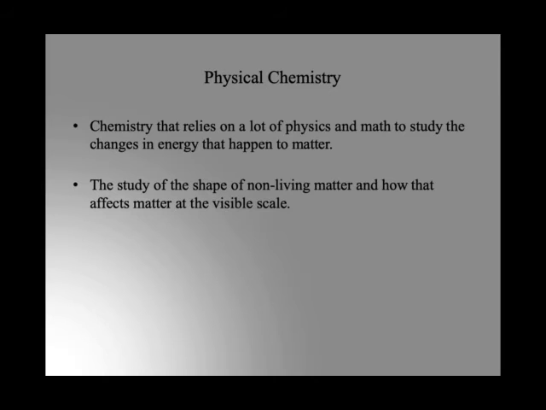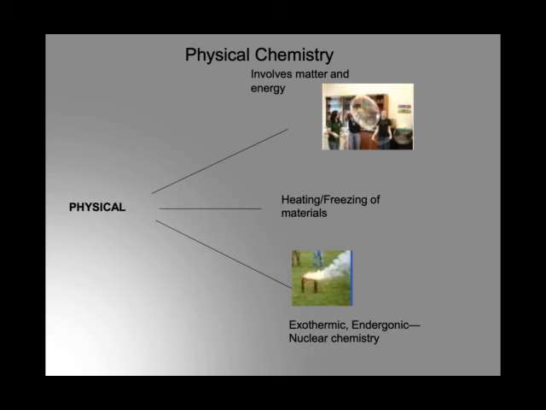Physical chemistry relies on a lot of physics and math to study the changes in energy that happen to matter, the study of the shape of non-living matter, and how that affects matter at the visible scale. Physical chemists typically study the rate of a chemical reaction, the interaction of molecules with radiation, and the calculation of structures and properties. Physical chemistry involves matter and energy. It also involves the heating and freezing of materials, also exothermic and organic reactions, and nuclear chemistry.